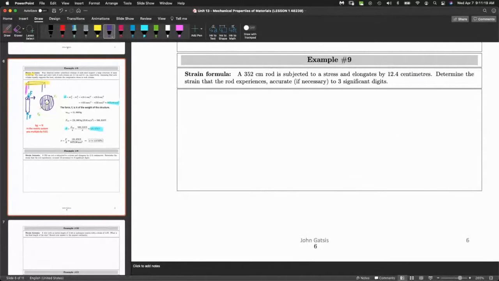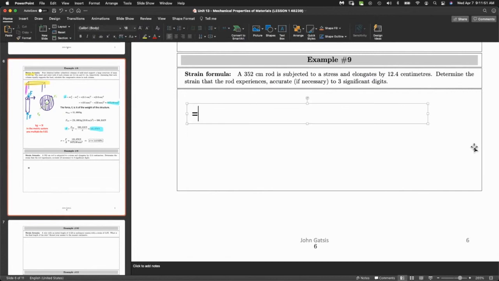I don't think you'll find this question, or the next few questions, particularly difficult, but that doesn't mean we're going to go fast through them. We have here a rod that is subjected to a stress, in tension, because it's being pulled on, so it's going to elongate. And we see that it elongates by 12.4 centimeters. So the question is, what is the strain?